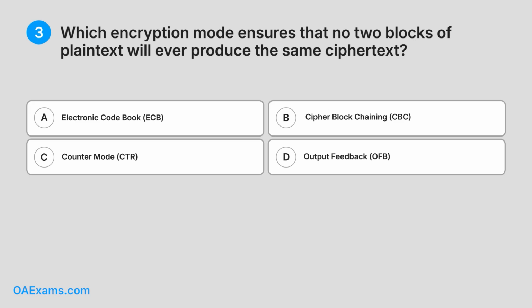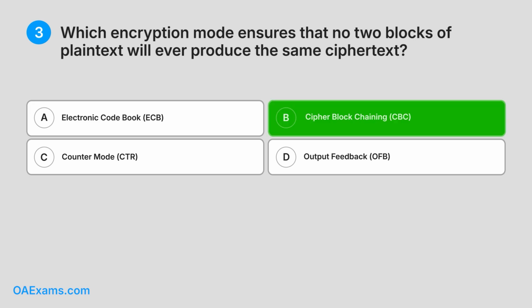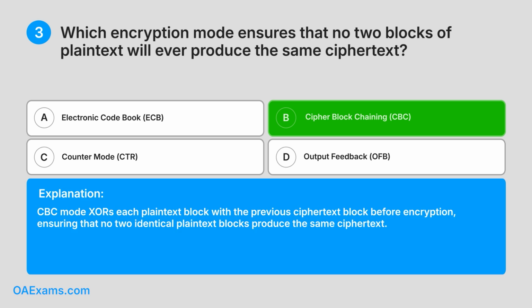Correct answer: B. Cipher block chaining, CBC. Explanation: CBC mode XORs each plaintext block with the previous ciphertext block before encryption, ensuring that no two identical plaintext blocks produce the same ciphertext.